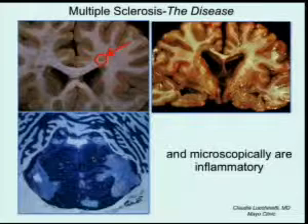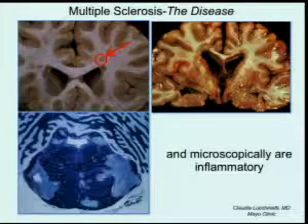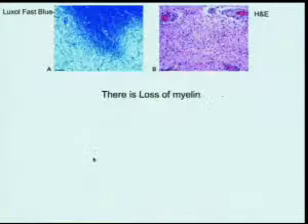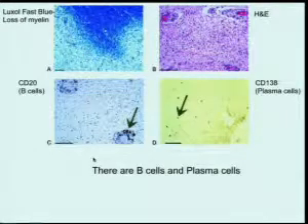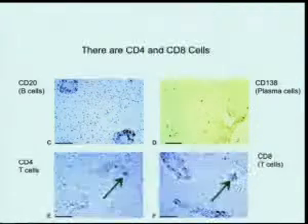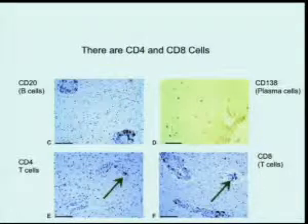lesions in the disease. And if you take a plaque and look under a microscope, you see that, again, there is loss of myelin. There's a general inflammatory lesion. There are B cells, there are plasma cells, and there are both CD4 and CD8 cells.